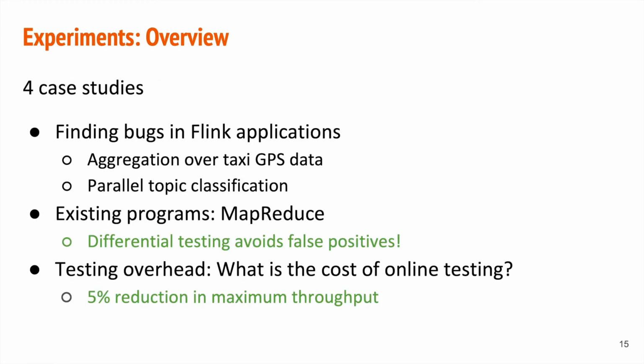To briefly explain the experiments that we did, a series of 4 case studies to try to apply DiffStream to finding bugs in applications. The first 2 case studies are looking at particular Flink applications. The first one being an aggregation over taxi GPS data, and the second one being parallel topic counting, as we saw in the previous slides.